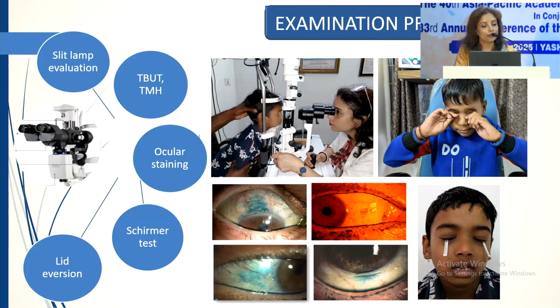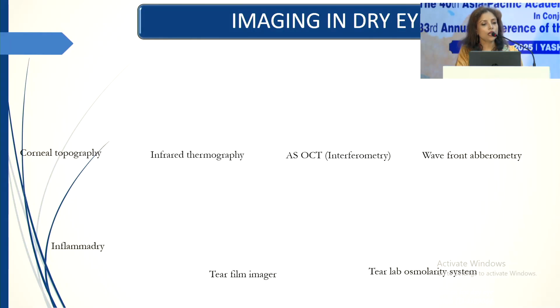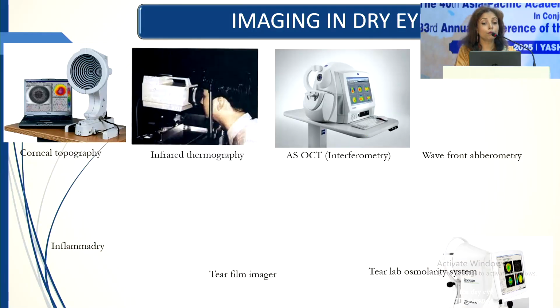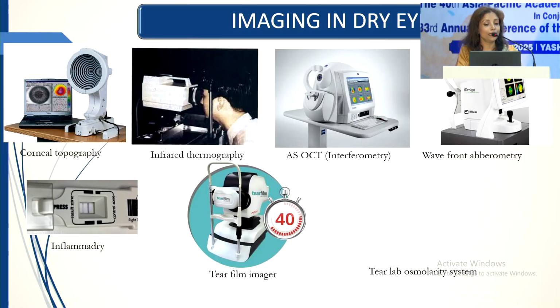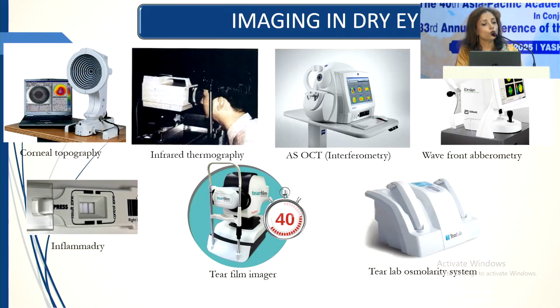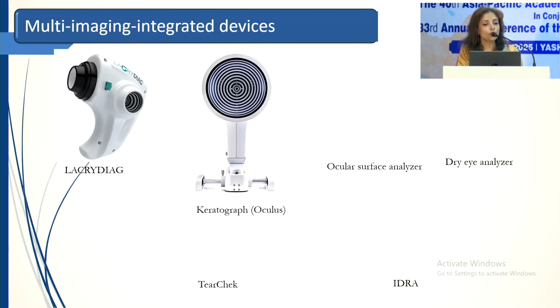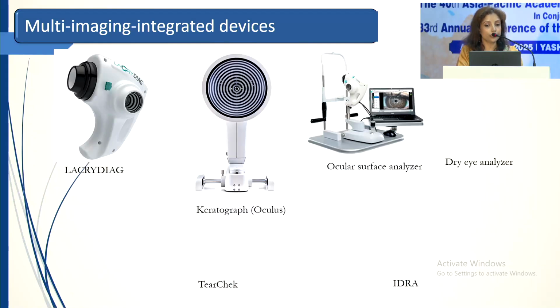Next, we do the standardized Schirmer test, and I am definitely not going to tell you how to do that. We all know. And finally, we have to do a lid eversion to know about the meibomian gland health status. When we talk about imaging in dry eye, this is a market which has boomed like anything, and you name it and you have all the new devices coming up. But it is not possible for all of us to purchase all of this.